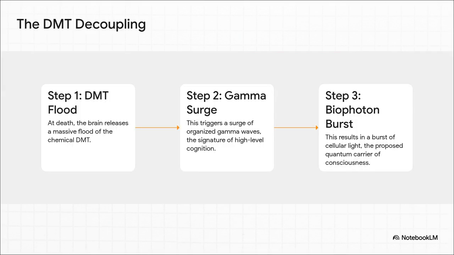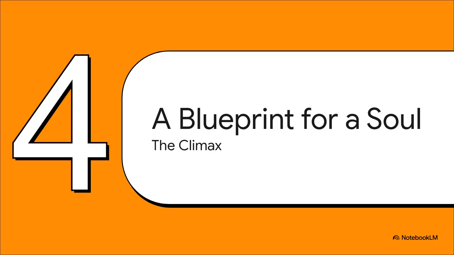Well, a theory from these sources called the DMT decoupling protocol points to a possible mechanism. It suggests there might be a pre-programmed biological process right at the moment of death. A huge flood of the chemical DMT acts like a key, which in theory triggers a cascade that allows for the orderly decoupling of a non-local consciousness from its biological host. So, this is the climax.